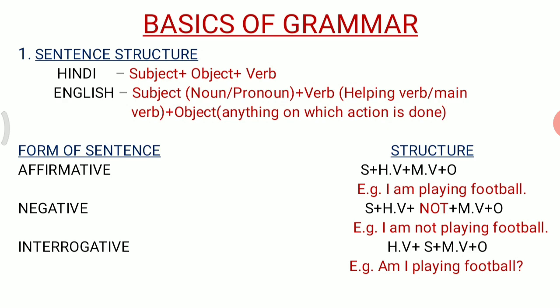If you want to change the sentence, he is playing football, what you're going to do is simply pick up your helping verb is and place it in front of your subject he. And you're going to get your interrogative sentence. Is he playing football? If you want to say he was playing football and you want to change it into interrogative, what you're going to do? Was he playing football?